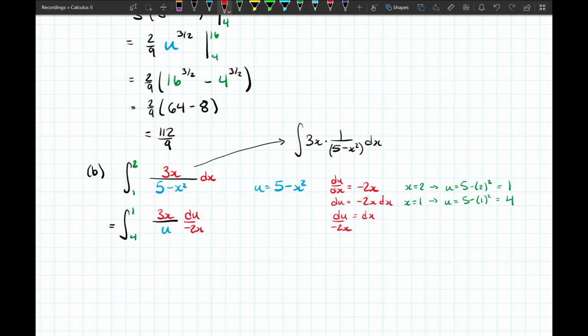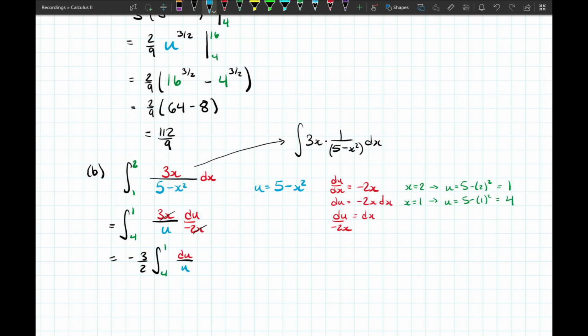And it looks like things are going to work out for us because the x's are eliminated from the integrand. And if there are any constants that don't quite work out perfectly, that's okay. Constant multiples will get moved out to the front. That leaves us with negative 3 over 2 in front of our integral.